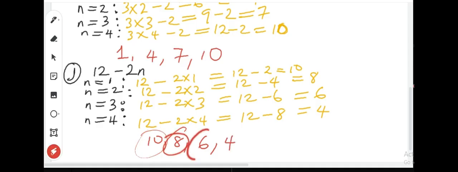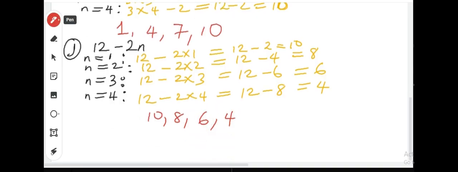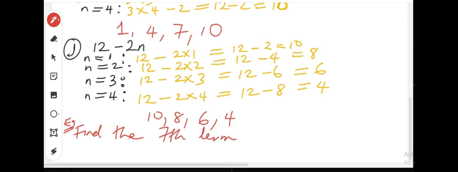So these are the terms. For instance, for example, if we are asked to find, that's an example, e.g., find the 7th term. To find the 7th term, it means n is equal to 7, which simply means when n equals 7. And we put that, it becomes 12 as n equals 7.